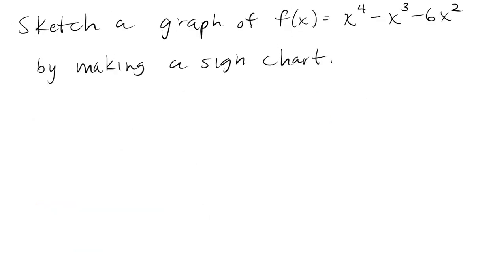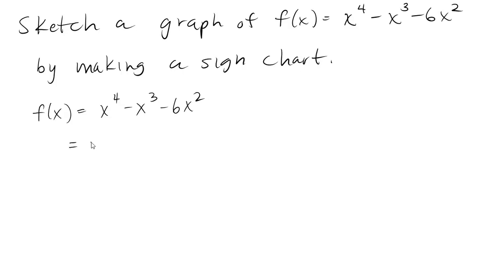Let's try another one. Sketch a graph of f of x equals x to the 4th minus x cubed minus 6x squared, again by making a sign chart. We need to get that function factored if we want to make a sign chart. See if you can factor that.